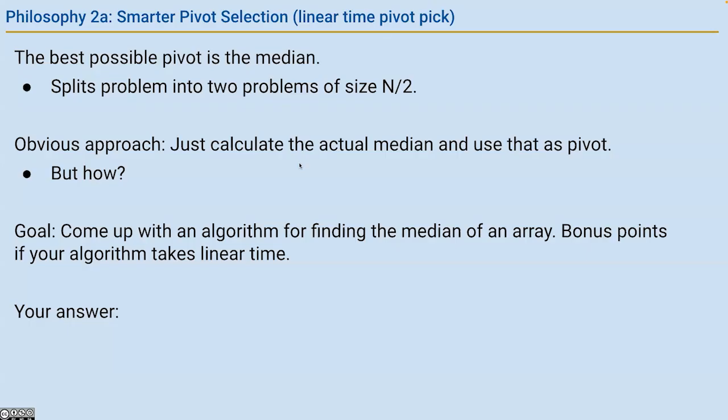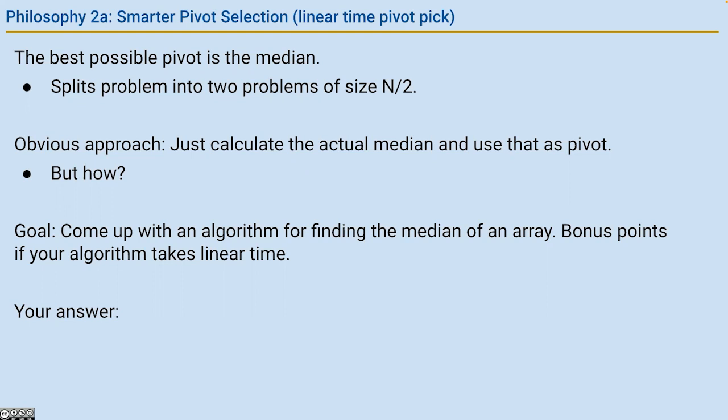Okay. So here's a question for you. Let's try the other approach, philosophy 2b, where we find the actual median. Question: how do you find the median of an array? Give me an algorithm for finding the median of an array, and bonus points if it takes linear time. But anything, like your house is on fire, just try n log n first. So you have n log n time to find the median of an array. How do you do it?